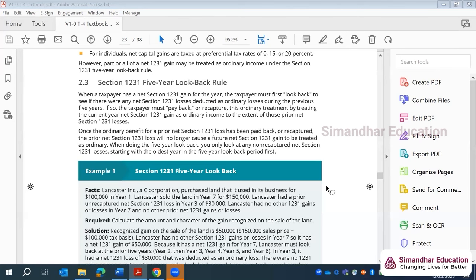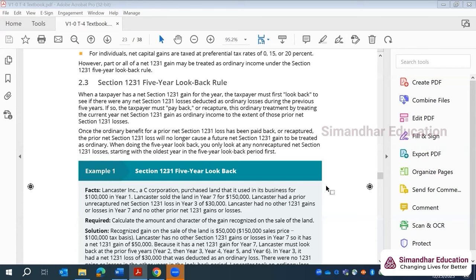So let's say in the last 5 years, you have not taken any section 1231 losses. Then what will be the character of the gain in the current year? Let's say you have $20,000 of gain, and in the last 5 years, you have not taken any section 1231 losses. What will be the character of the gain here? It'll be an ordinary gain or a capital gain? It will be a capital gain.